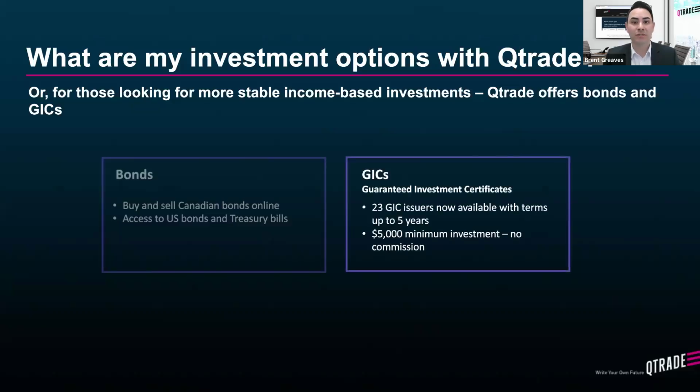And last, if you're interested in GICs, we're continually adding to our GIC availability. We now offer GICs from 23 different issuers, and you can invest starting with a minimum of $5,000 for 1 to 5 year terms.